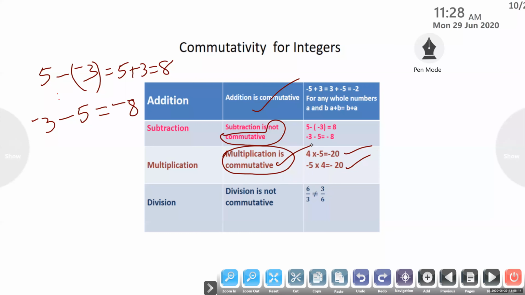And the same example we can use for division. 6 by 3 is not equal to 3 by 6. When we change the order, the answer also changes. So division is not commutative. So for integers, which are commutative? Addition and multiplication. Addition and multiplication are commutative. Subtraction and division are not commutative.